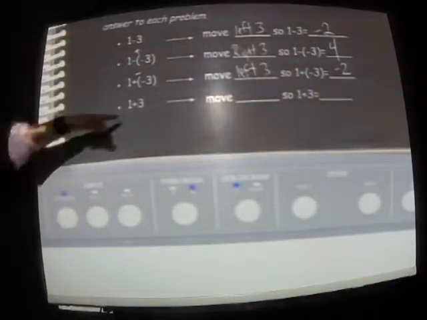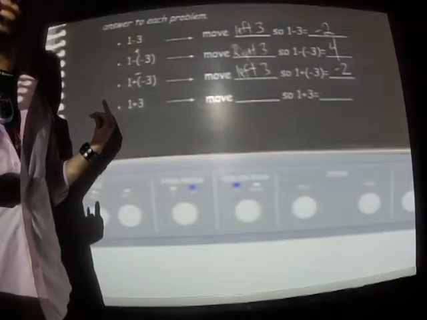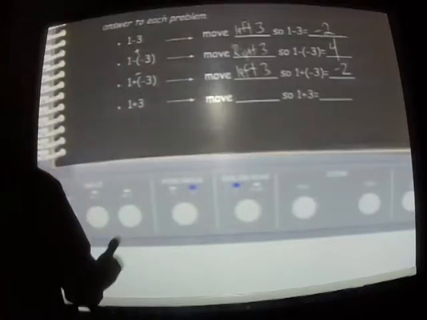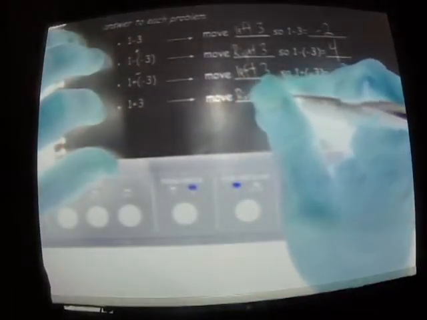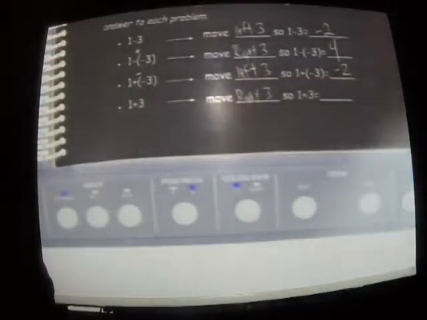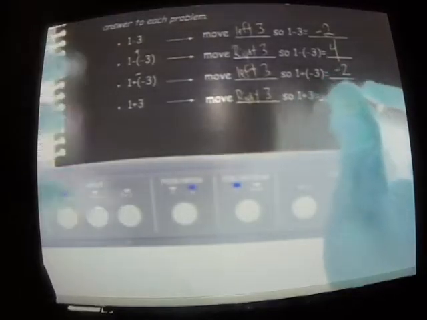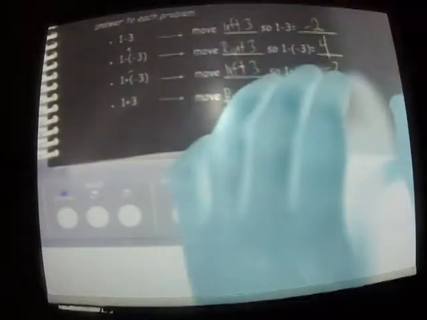And then very simple, 1 plus 3, which way do I move? Right. I move right 3, so put right 3. And again, 1 plus 3, 1 moves to the right is 4. All right, now let's go look over on the back side.